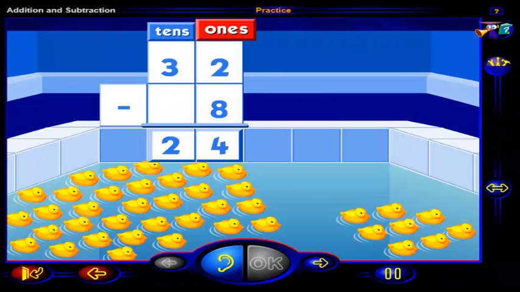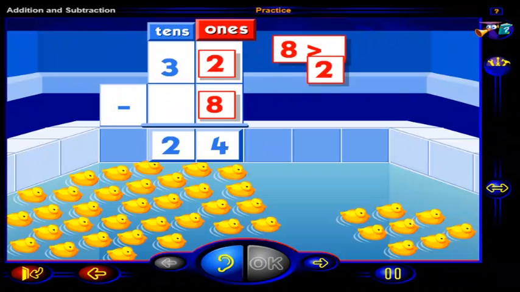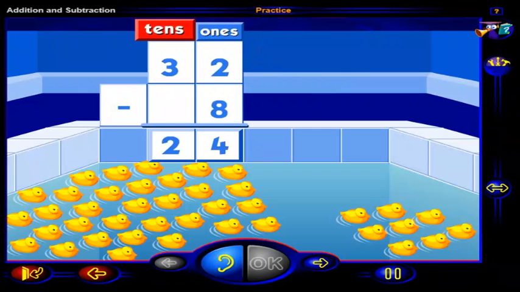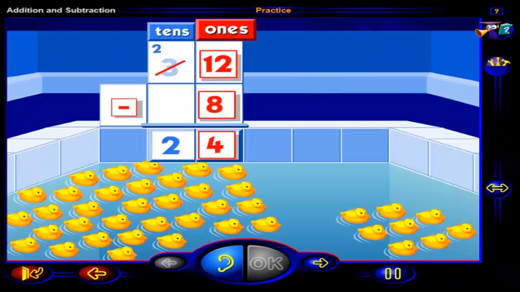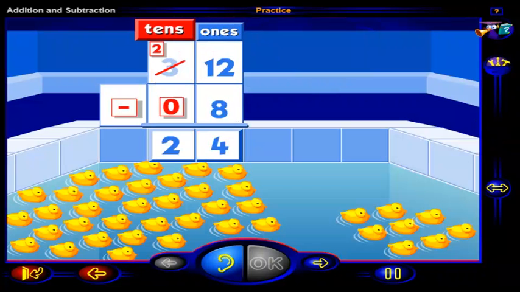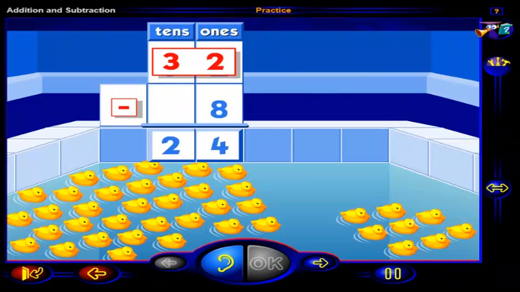Starting in the ones place, 8 is greater than 2. So, to subtract, we need to regroup from the tens place. We can rewrite 3 tens as 2 tens plus 1 10, and regroup 1 10 as 10 ones. 10 plus 2 is 12, and 12 minus 8 is 4. 2 tens minus no tens is 2 tens. So the difference between 32 and 8 is 24.